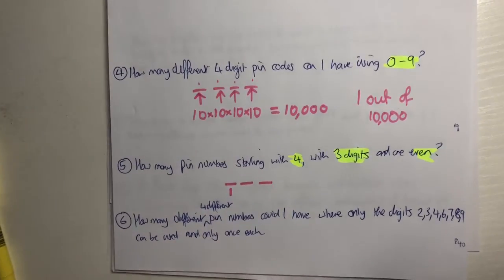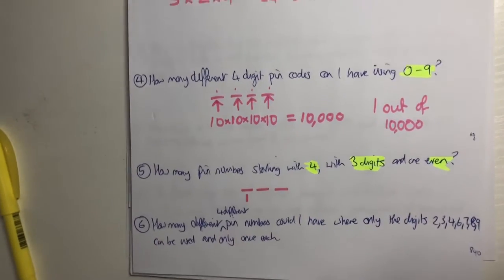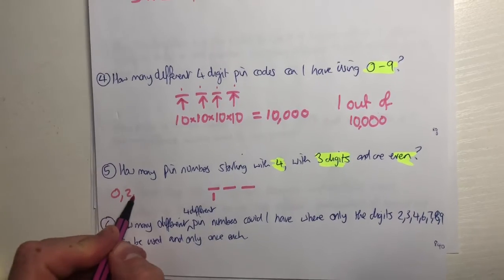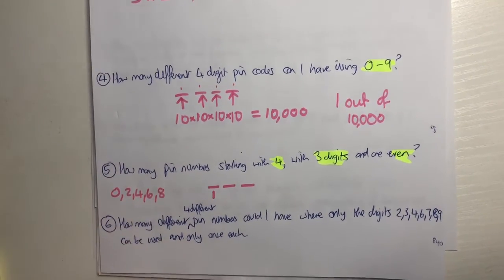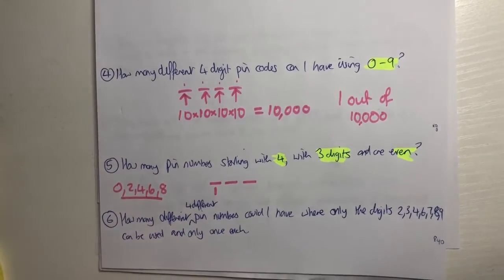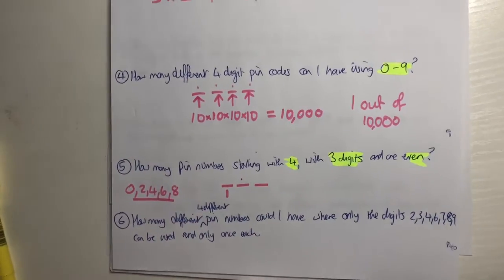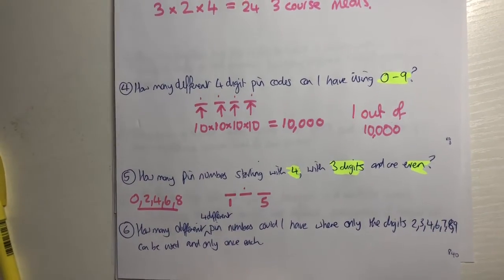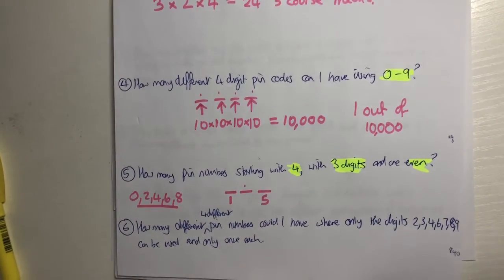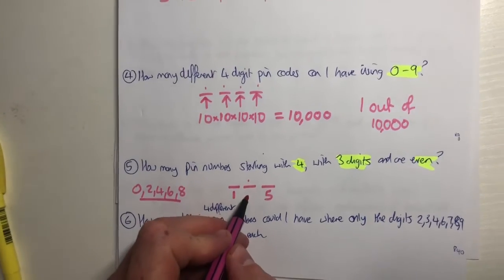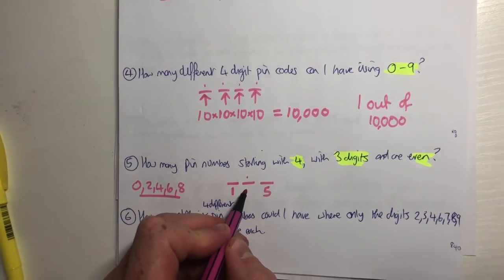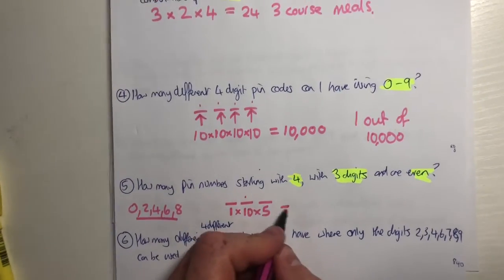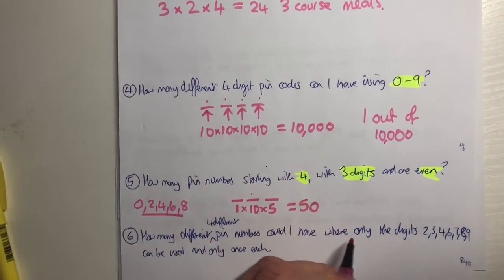How many can there be for the last one? Well, it says it's even. What makes it even? That has to be 0, 2, 4, 6 and 8. So there are 5 different possibilities. Does that apply to the middle one? No, to make it even, it's got to be the end number. So there are 5 different ways there. So what could the middle number be? Well, it can be 0 to 9, can't it, because it's a PIN number. So that would be 10 different ways. So 1 times 10 times 5. Well, that's easy. 50 different PIN numbers.